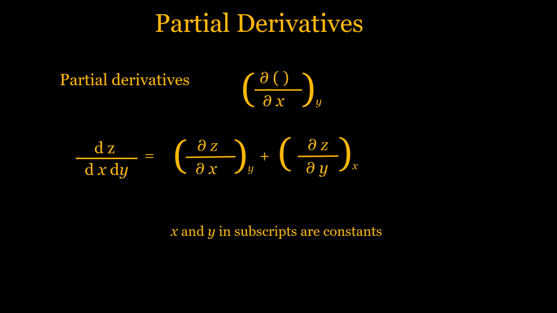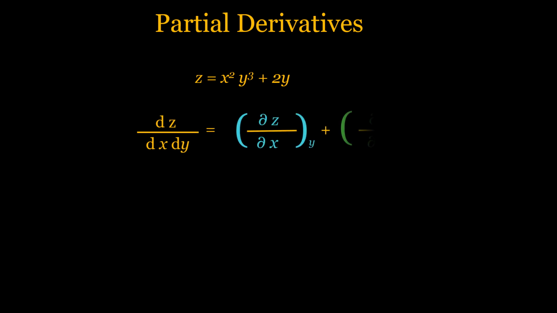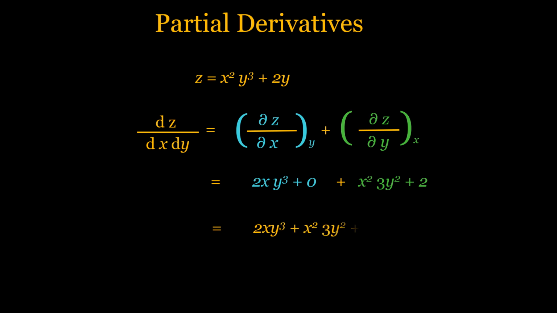here. Suppose a function z equals x squared y cubed plus 2y, its partial derivatives with respect to x and y will be as follows. First, considering one variable constant, order does not matter. For constant y, the partial derivative with respect to x equals 2xy cubed plus 0, and at constant x, the partial derivative with respect to y equals x squared 3y squared plus 2, which is equal to 2xy cubed plus x squared 3y squared plus 2.